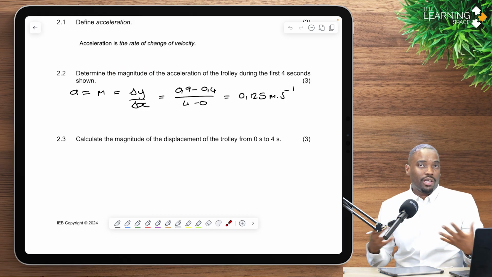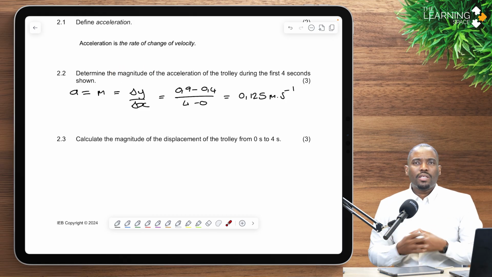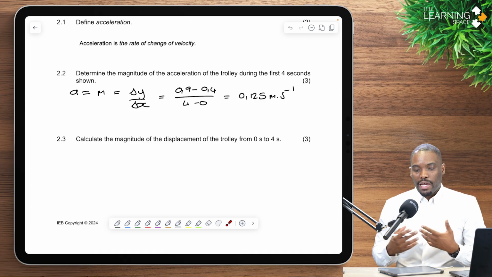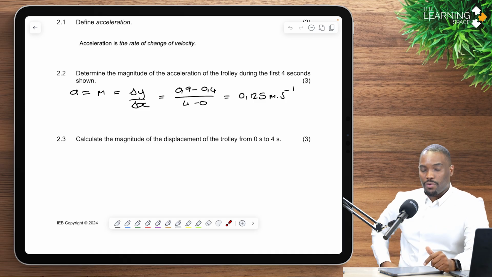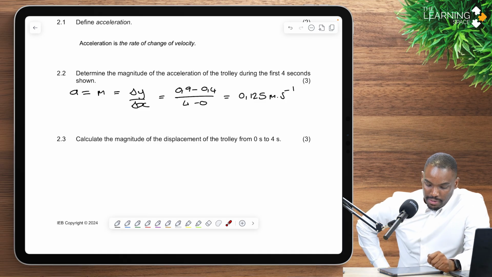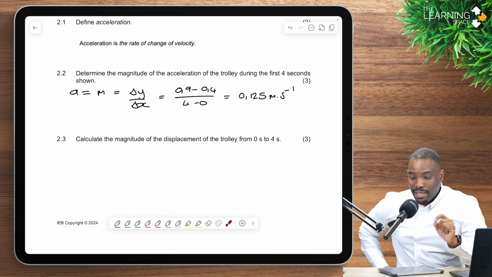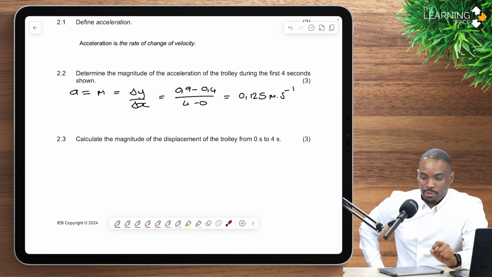I don't need to put a direction for that acceleration there. 3 super easy marks, guys. You guys really can do this. Let's jump on to 2.3. 2.3 then says, calculate the magnitude of the displacement of the trolley from 0 to 4 seconds.